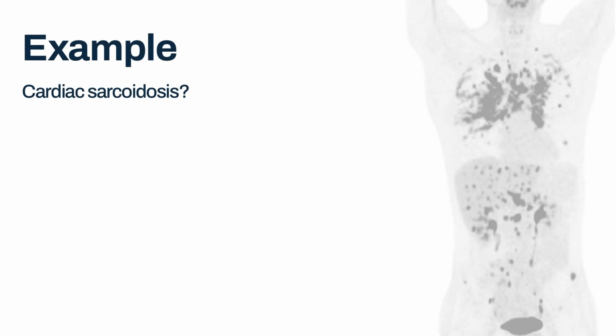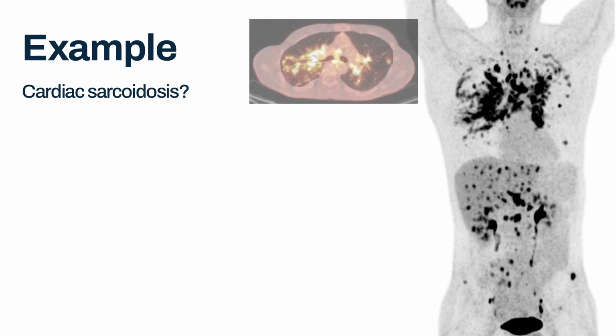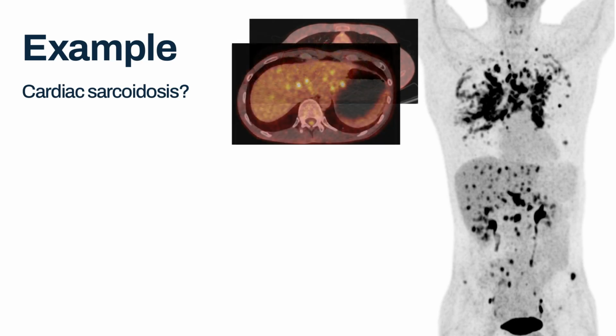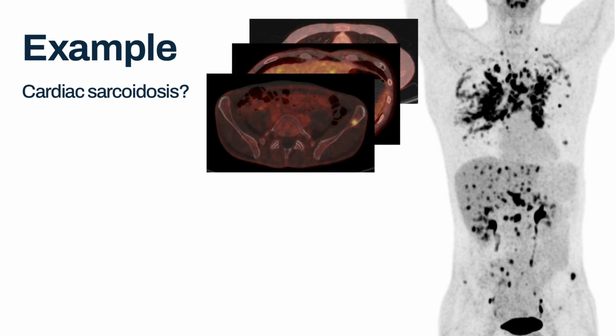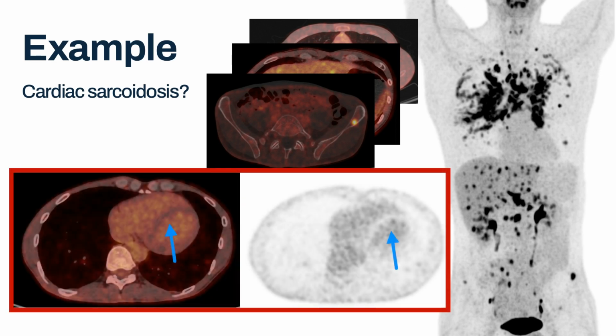Here is a case example to illustrate the point. This patient is known to have sarcoidosis and was evaluated for potential cardiac involvement. PET-CT demonstrated manifestation of sarcoidosis in the lungs, lymph nodes, liver, and bones. The patient followed instructions regarding low-carbohydrate diet and fasting, resulting in no physiological FDG uptake in the heart muscle.